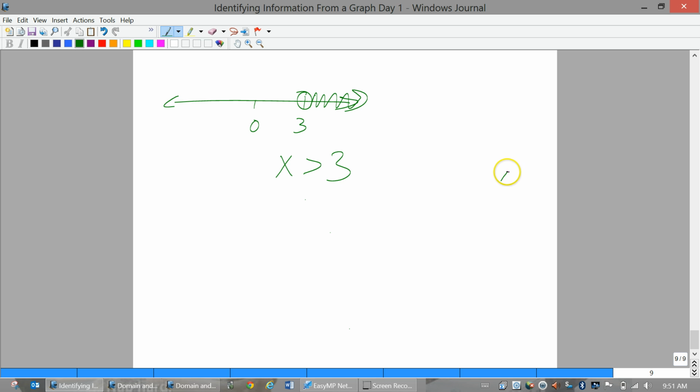Do you remember when we did interval notation the other day, that an open parenthesis meant it doesn't get to that value? Like when we talked about negative infinity, we could never reach negative infinity. We can only get closer and closer to it. And brackets mean that we actually get to that number. If we were writing interval notation for this graph, we would have to write 3 to infinity.